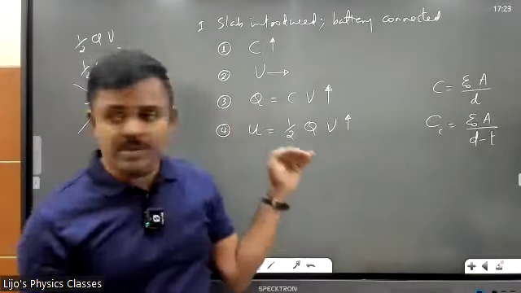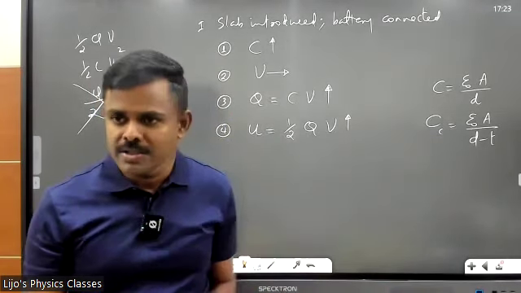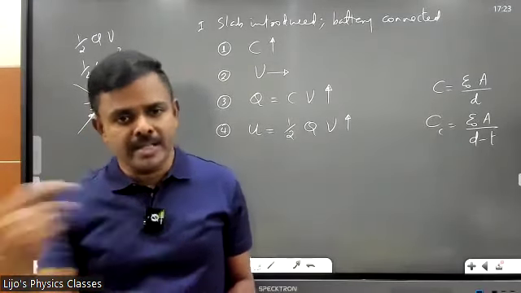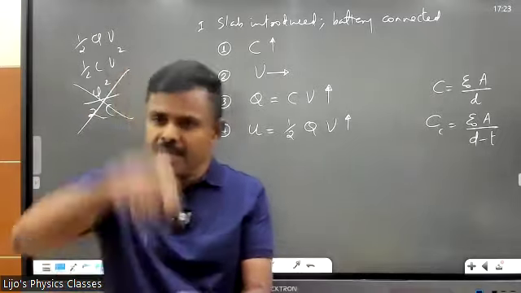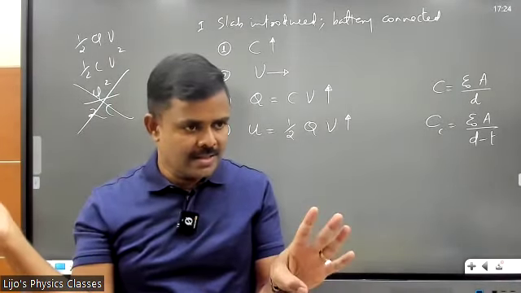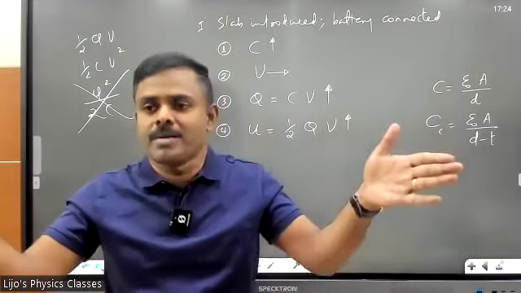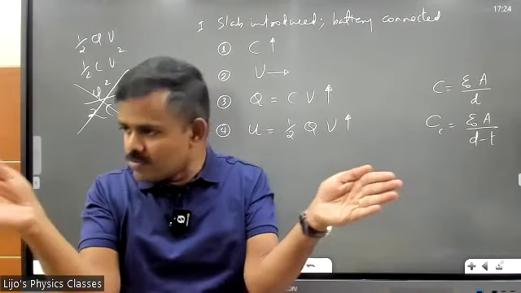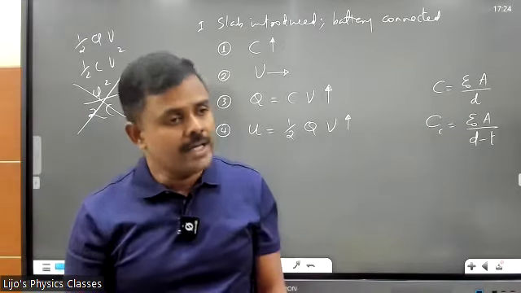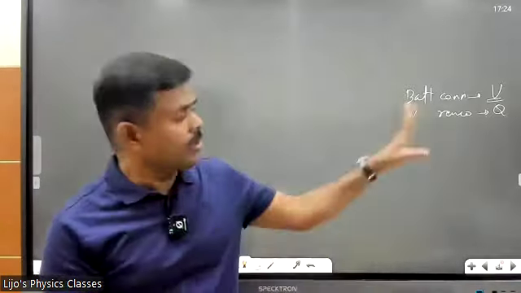Now this is one case with 4 subcases. There are 8 such main cases, 8 into 4, 32. Understood? This is slab introduced, battery connected. Now slab introduced, battery removed. Then slab taken out, battery connected. Slab taken out, battery removed. Then plates are moved apart, battery connected. Plates are moved apart, battery disconnected. Plates are moved towards each other, battery connected. Plates are moved towards each other, battery disconnected. 32 cases altogether, but all can be done if you know these 2 points.